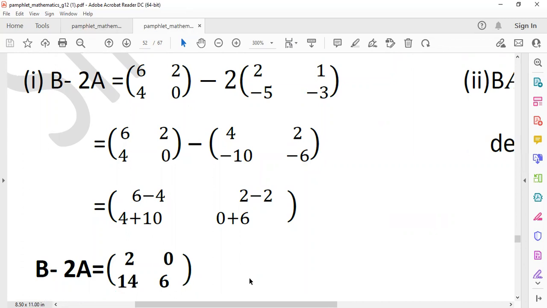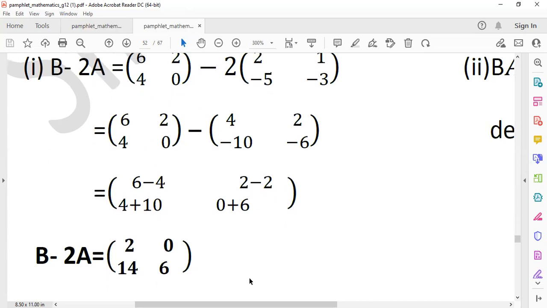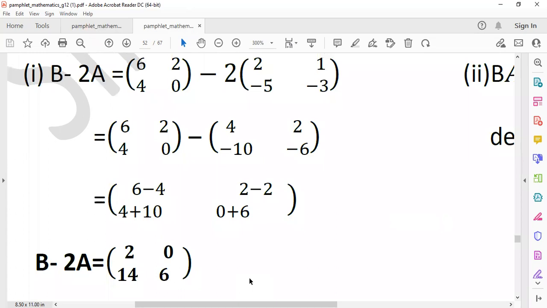Then 2 minus 2, that's a 0. 4 plus 10, that's a 14. 0 plus 6, that's just a 6. So this is the answer for the first one.